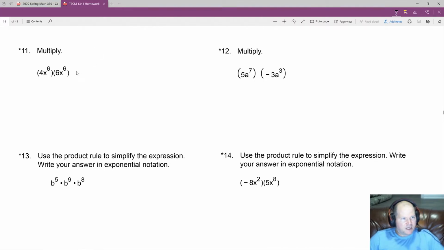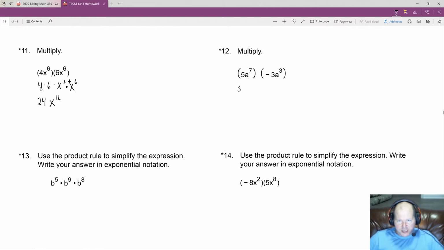So we're going to be multiplying together 4x to the sixth power times 6x to the sixth power. Since 4x to the sixth power and 6x to the sixth power, even though they're in parentheses, they don't completely match, we're simply going to say 4 times 6 times x to the sixth times x to the sixth. So 4 times 6 is 24, and x to the sixth times x to the sixth, because they're being multiplied together and they have the same base, you're going to add the exponents together, because 6 plus 6 is 12.